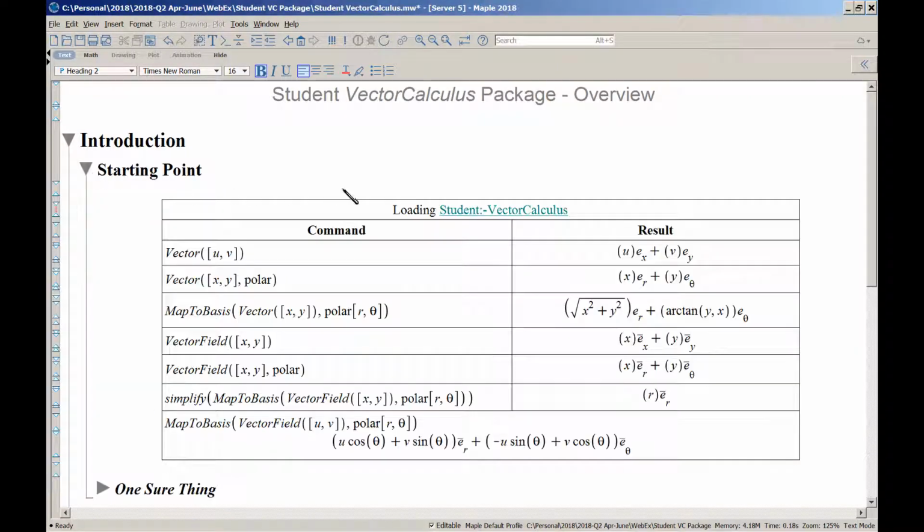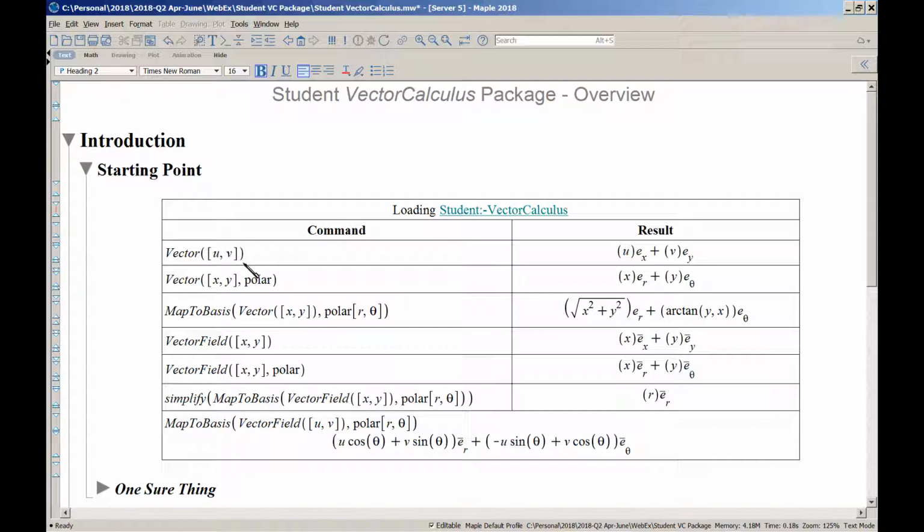So we need a starting point here. Let's take as our starting point some investigations that you might do if you jumped into this package and started poking around. You might find this Vector command, and with it you create a vector, and when you hit the enter key, this is what you're going to see. If you think about it for a bit, you might conclude that this symbol e sub x and this one e sub y stand for the unit basis vectors i and j.